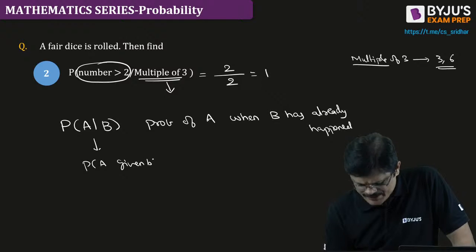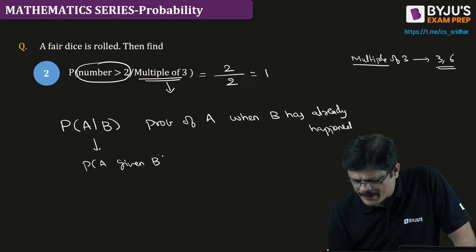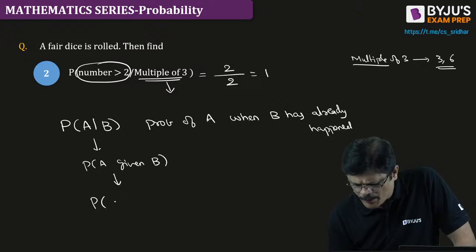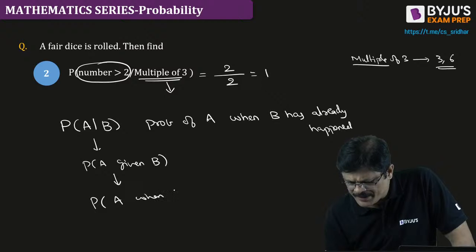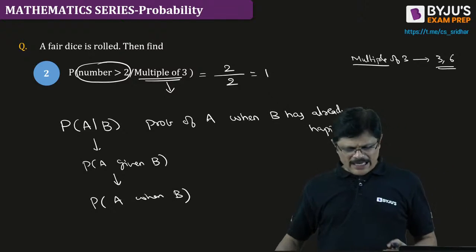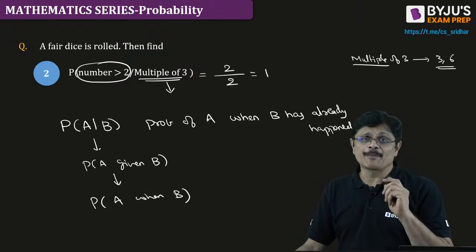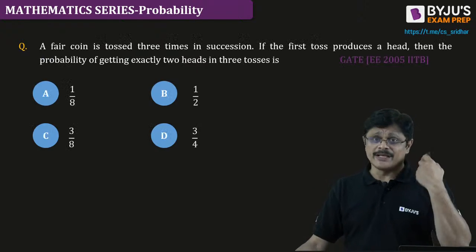We read it as probability of A given B, or we read it like probability of A when B. These are the different ways we read it, sir. And that is about conditional probability, my dear friends, and the topic of today.